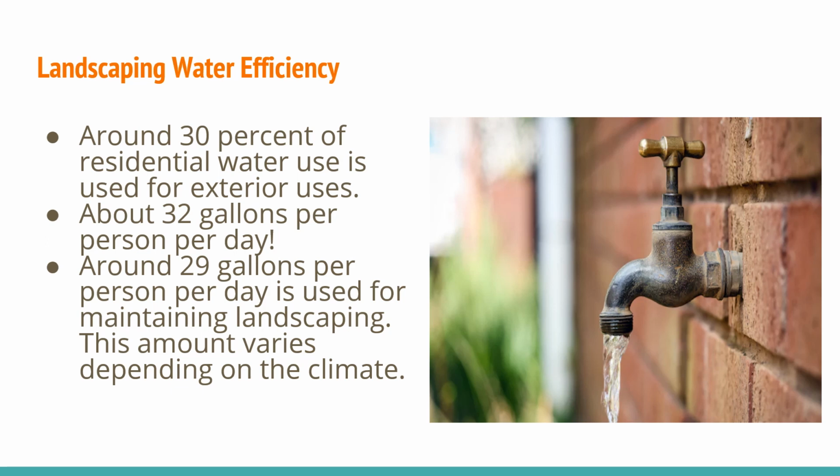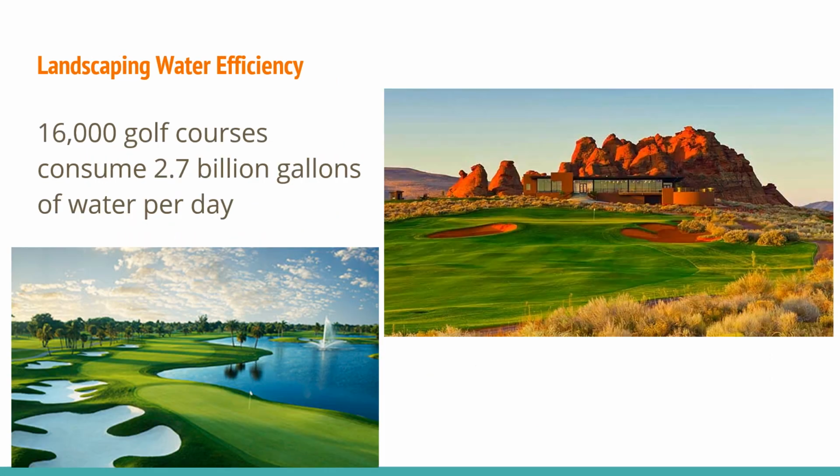Now, around 30% of residential water is used just for exterior uses. That's keeping your lawns green, your trees healthy. And that's about 32 gallons per person per day. And another 29 gallons per person per day is used for maintaining landscaping. Now, obviously, this amount varies depending on the climate and local jurisdictions which have restrictions on which counties can use water when. But that's still a lot of water per individual.